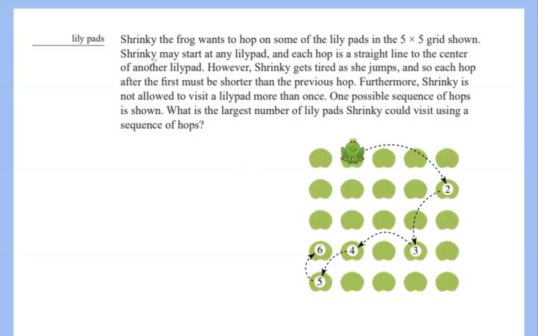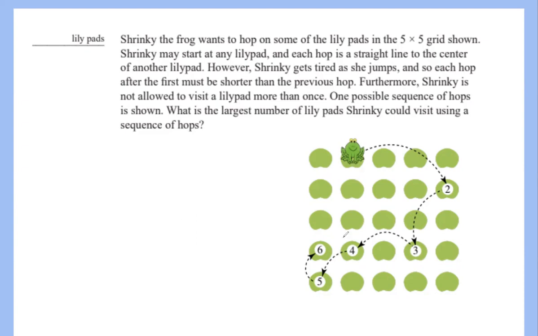Here's number 8. So we have a frog that wants to hop on some of the lily pads within a 5 by 5 grid. And the frog can hop in a straight line to the center of another lily pad. However, since the frog is getting tired, she jumps so that each hop after the first must be shorter than the previous one. Which means the next one is smaller than the previous one. And furthermore, the frog isn't allowed to visit any lily pad more than once.